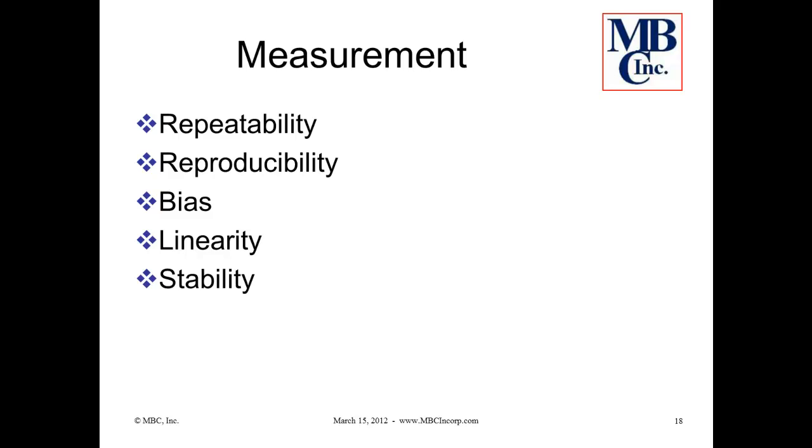Measurement studies are done on many types of sources of variation. Repeatability and reproducibility, commonly called gauge R&R, are the most common, and these are often reported to the customers. Other studies include bias, or how close is the gauge to true value, linearity, which is bias over the operating range of the gauge, and stability is the stability of the gauge over time, or how often does it need to be calibrated.